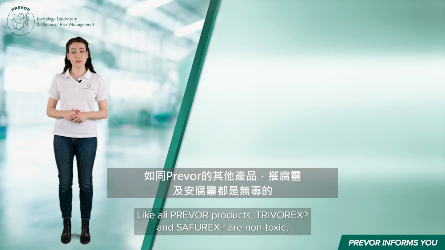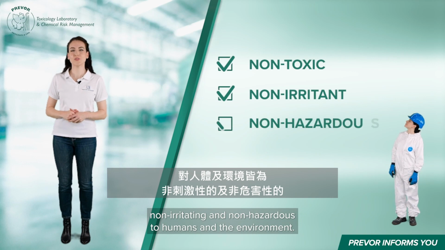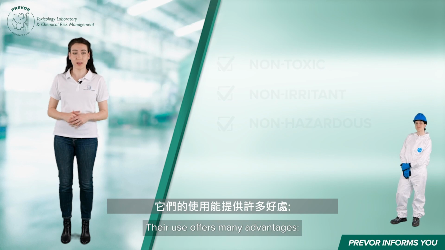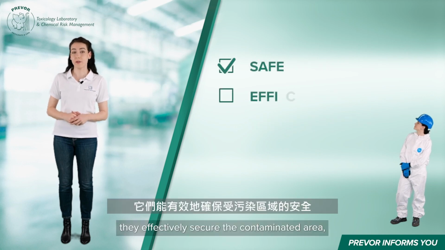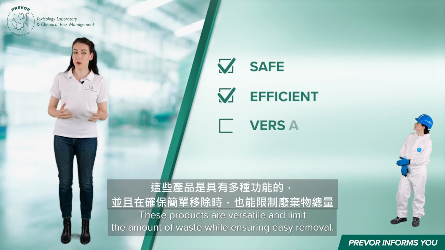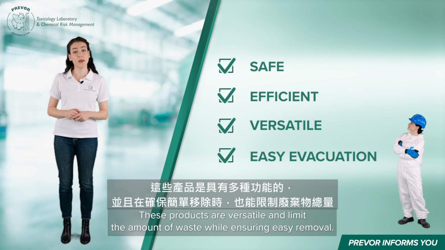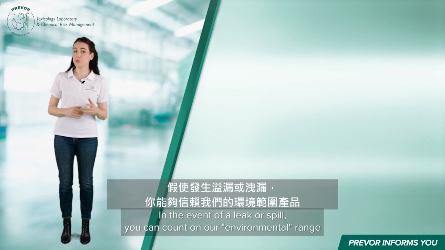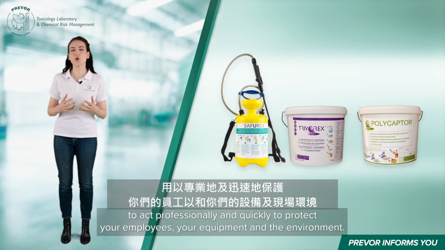Like all Prever products, Triverex and Saforex are non-toxic, non-irritating and non-hazardous to humans and the environment. Their use offers many advantages. They effectively secure the contaminated area, stop the chemical process and decontaminate the area. These products are versatile and limit the amount of waste while ensuring easy removal. In the event of a leak or spill, you can count on our environmental range to act professionally and quickly to protect your employees, your equipment, and the environment.